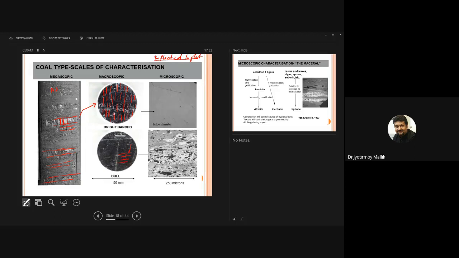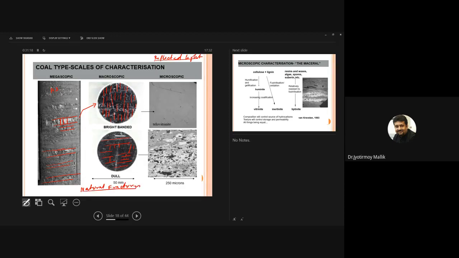But the pattern is very consistent. The orientation is very consistent. So you can see here two sets of fractures. So in coal, generally in the bright band, you find two sets of natural fractures.